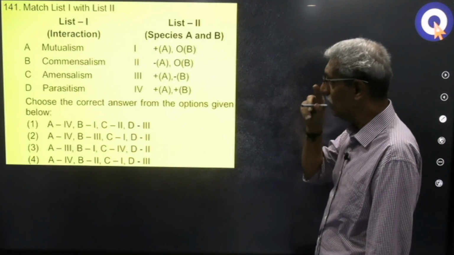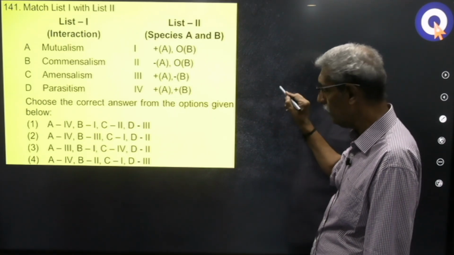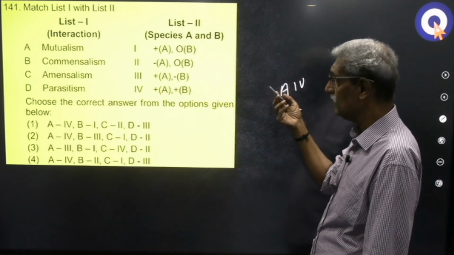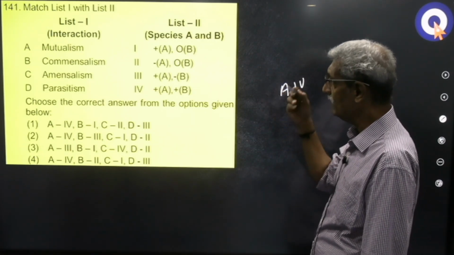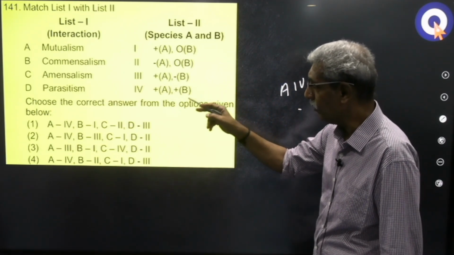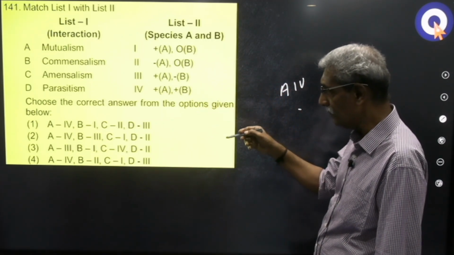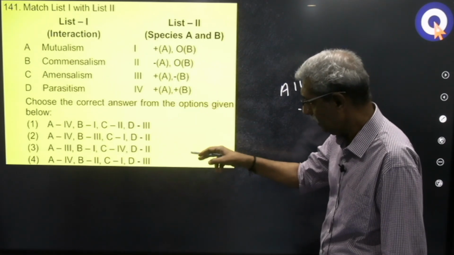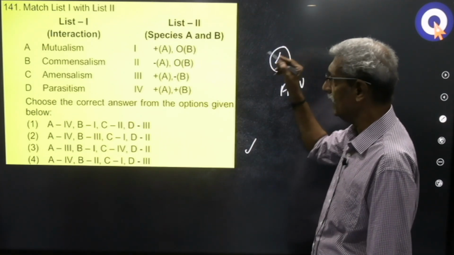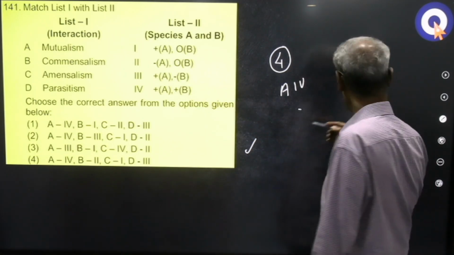And when you take mutualism, both are benefited, it is A4. And you got commensalism, one benefits and the other is not benefited. You got 1. Then you got amensalism and parasitism. In parasitism, one wins and the other loses. So it is C3. So it is D3. So you have the option called 4 down here. So this is again very, very important, primarily in relation to mutualism, commensalism, amensalism and parasitism.